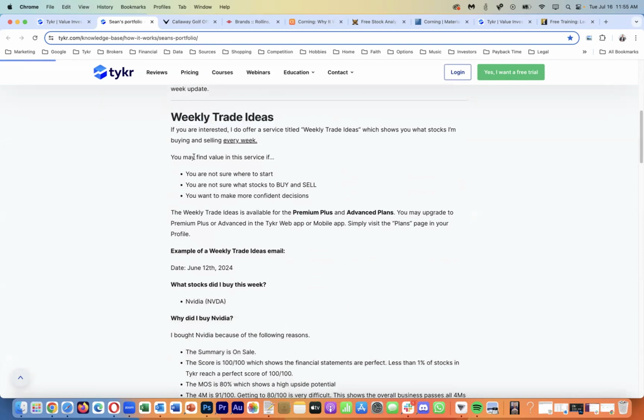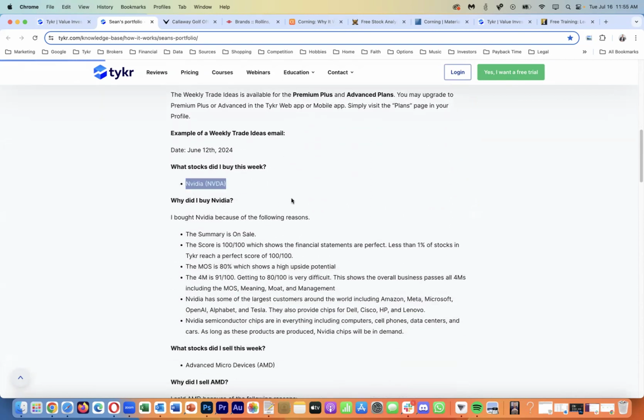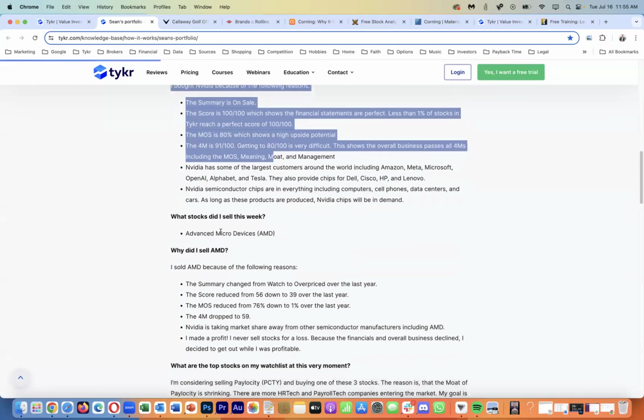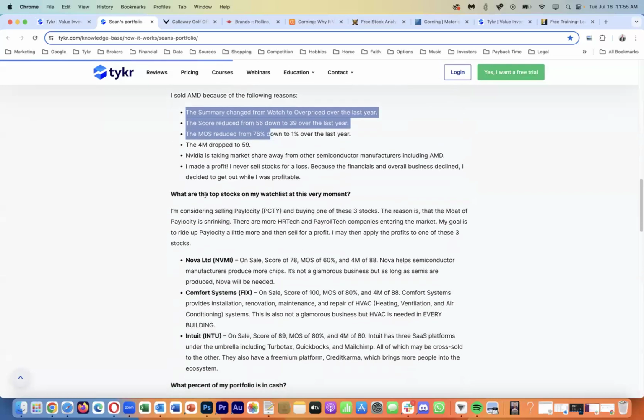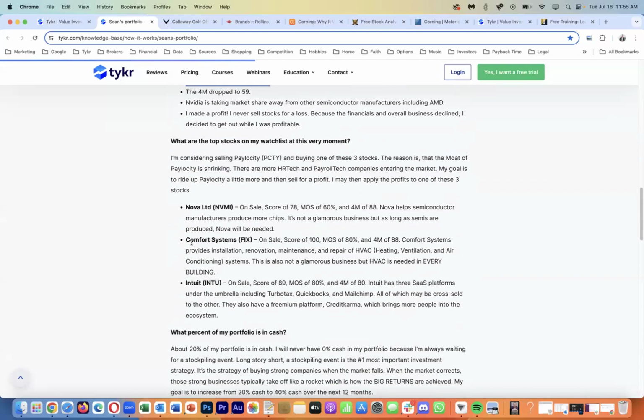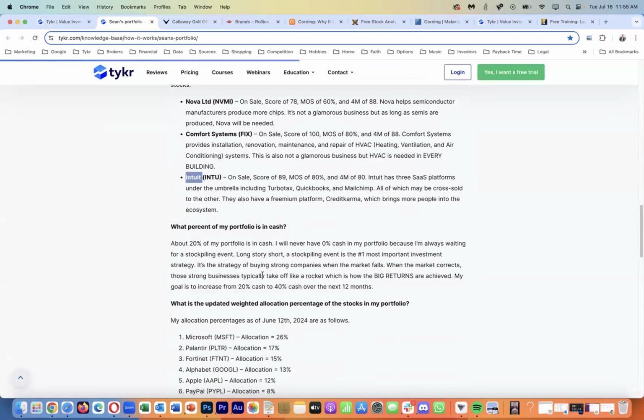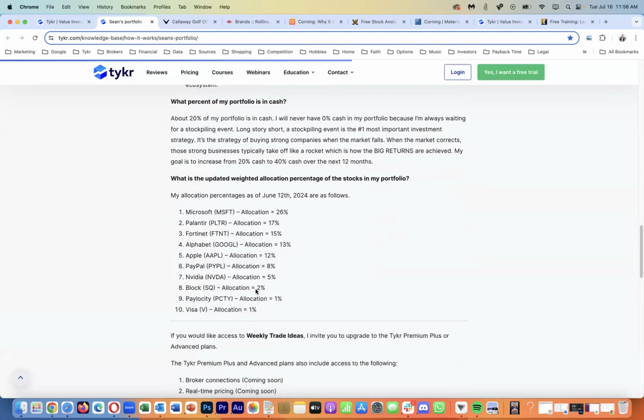In this article, you can see an example: what did I buy? NVIDIA. Why did I buy it? What did I sell? This is when I sold AMD. Why did I sell AMD? Top stocks on my watch list. I listed Nova. Actually, I mentioned Comfort earlier. Intuit is there. I show you guys what percentage of my portfolio is in cash. It's always good to have some cash saved so you can buy when the market goes down. That's what we want, as Phil Town teaches. You make money when the market goes up, but you get rich when the market goes down. You want the market to go down because that's when you deploy that cash you have saved. And then you can see my updated allocation percentages.